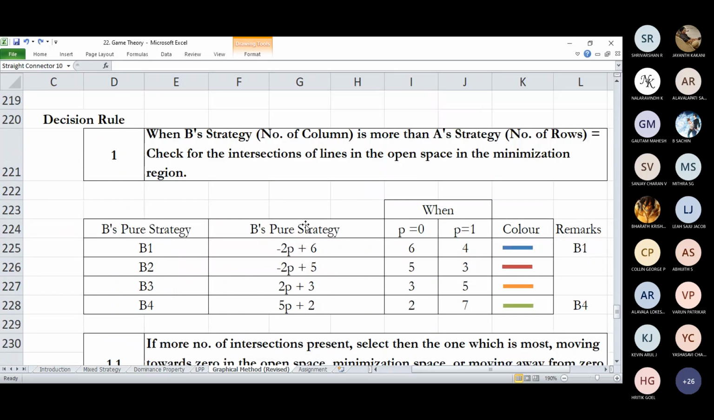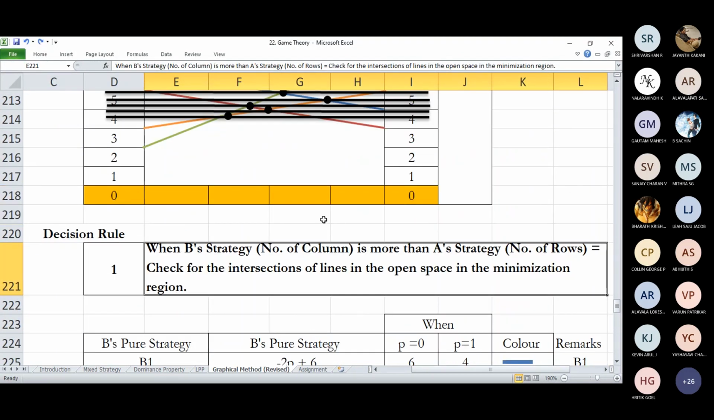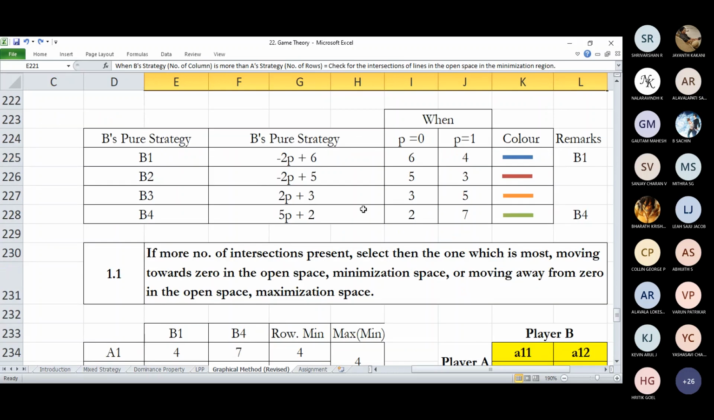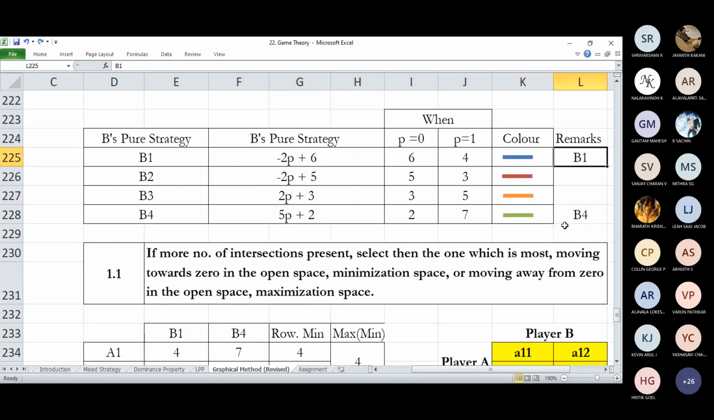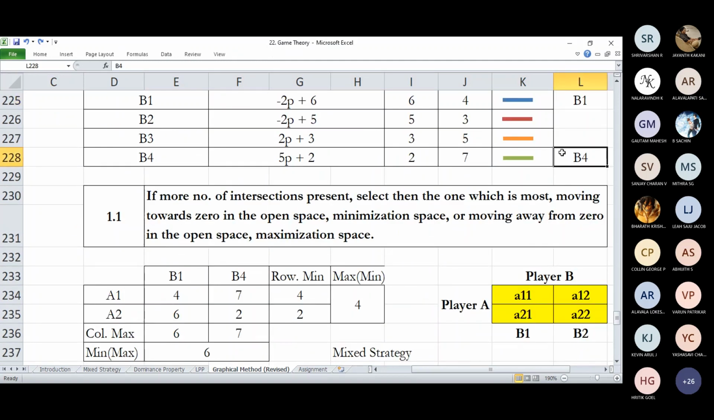Like when B strategy is more than A strategy, which is number of columns is more than number of rows, check for intersection of lines in the open space in the minimization region. Since we don't have a minimization region, we have taken the maximization, the intersections. And this is the one, the blue and green. So the blue and the green line, the intersection, that is B1 and B4. So that will be our optimal decision, right?